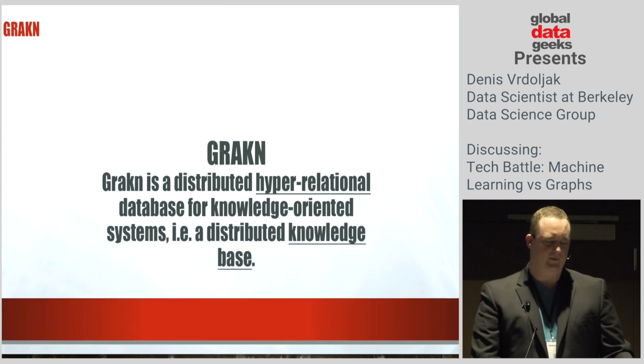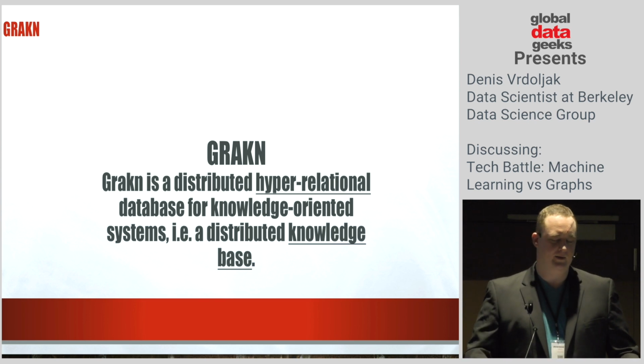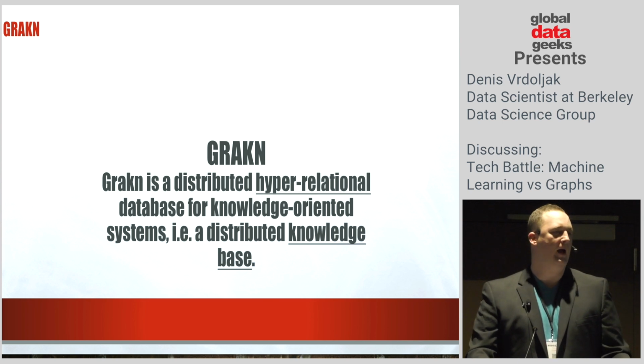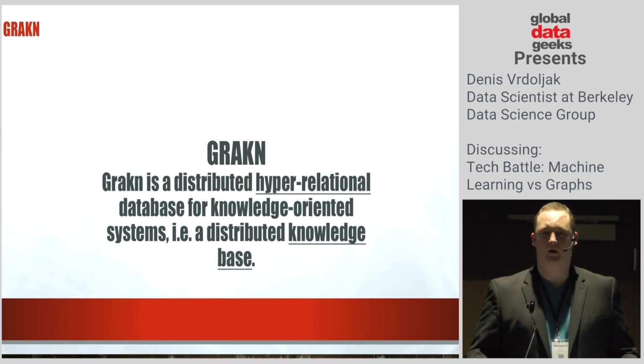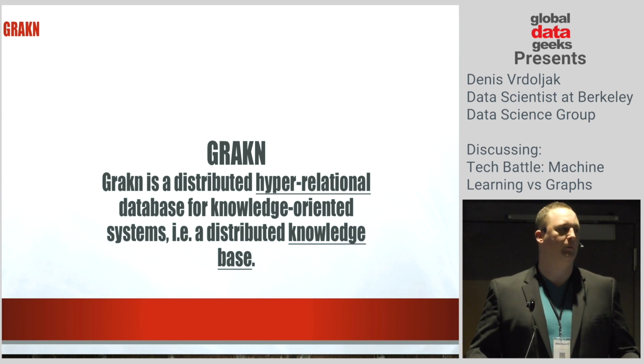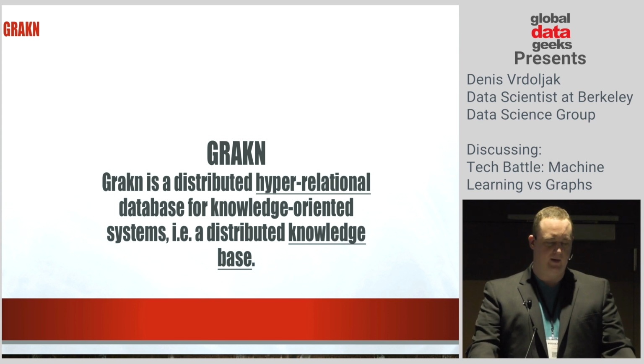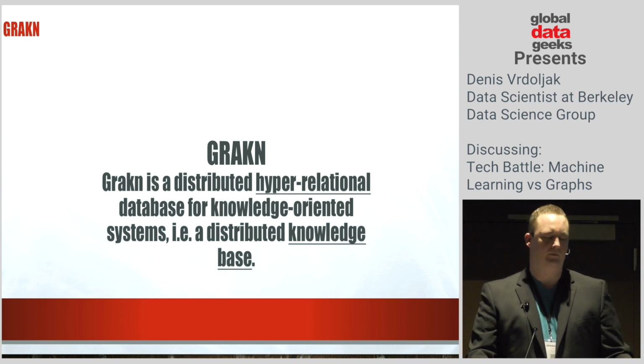But moving on to graph databases. The graph database that we like to use is Grakn. Grakn is distributed on the back end, so you can put it on a cluster, not just a single server. It's a hyper-relational database. It can handle different types of relationships. We actually have a talk at 510 where we will go over some of the applications that we do on Grakn with multiple types of relationships handled simultaneously. It's built for knowledge-oriented systems.